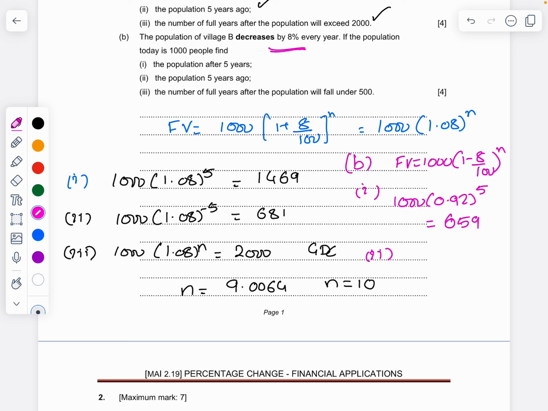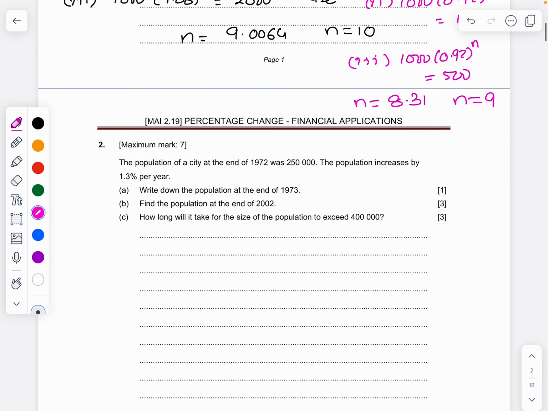In the second part, 5 years ago, so 1000 times 0.92 to the power of negative 5, which is 1517. And in the third part, the number of full years until it falls under 500. So 1000 times 0.92 to the power of n equals 500. Use the calculator, you should be getting 8.31. So therefore, n equals 9.